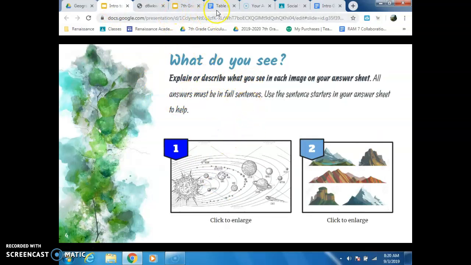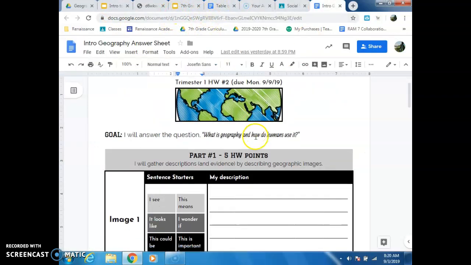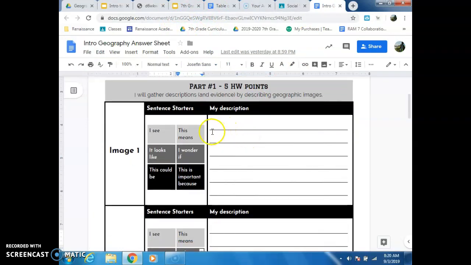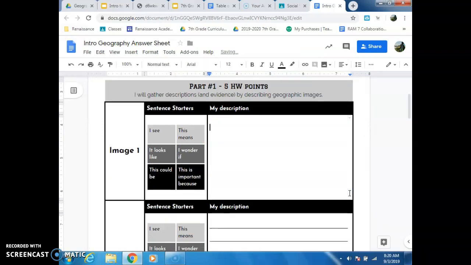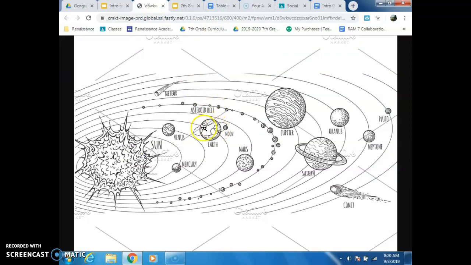Alright, so I'm gonna have this paper next to me, and it looks like I'm just gonna put my description in here. Now, you won't be erasing or backspacing, or even typing for that matter. You will be handwriting this, but since we're on image 1, let's take a look at image 1 and see what we see. See, there's Earth right there, and Moon, the asteroid belt, Jupiter, and Neptune, and Pluto. And look, there's a comet coming in. Cool.